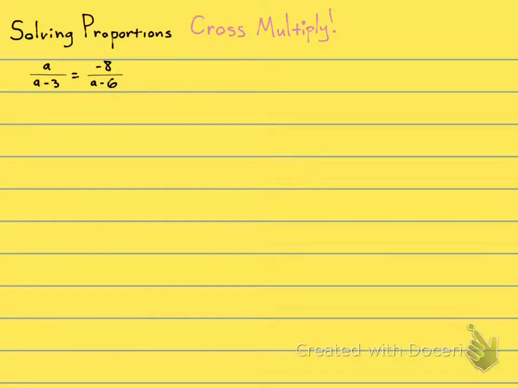All right, this is a proportion problem, and in this problem we will end up getting a quadratic equation that we're going to have to factor. So let's see it. We're going to cross multiply.